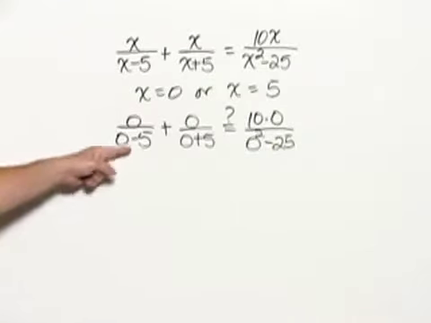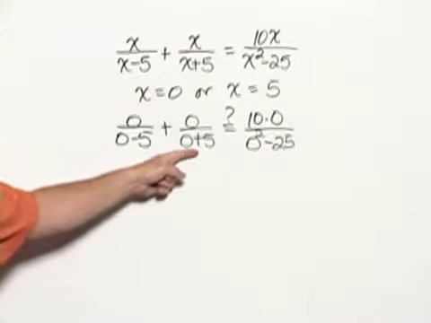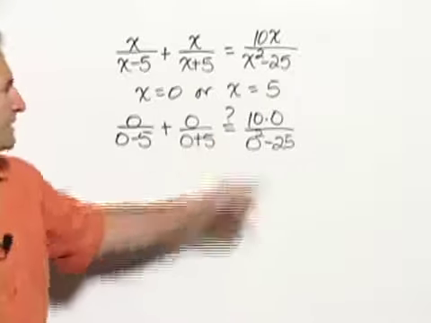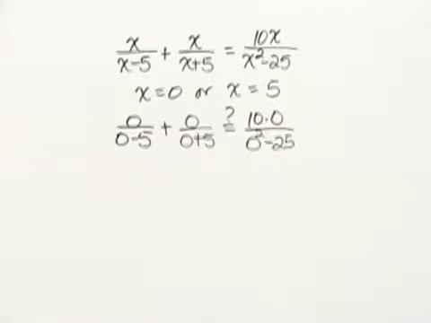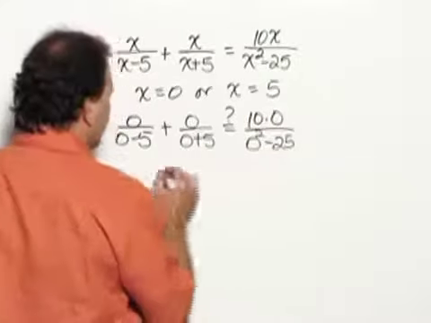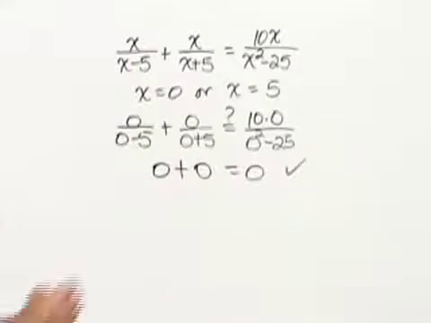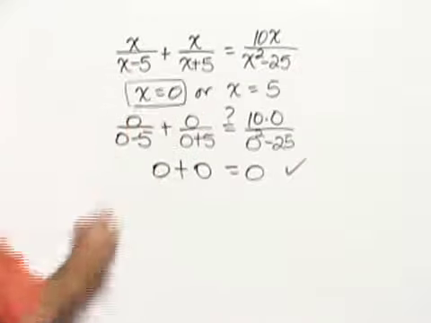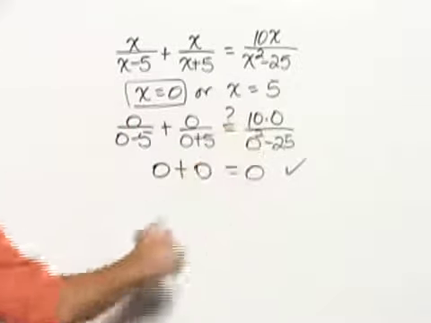Well, 0 divided by negative 5 is 0. 0 divided by positive 5 is 0. 10 times 0 is 0. And 0 divided by negative 25 is 0. We have 0 plus 0 equals 0. So it checks, and that tells us that x equals 0 is a solution. Now let's check x equals 5.